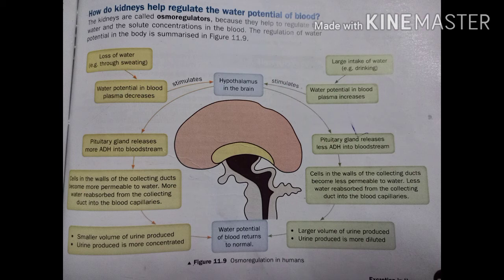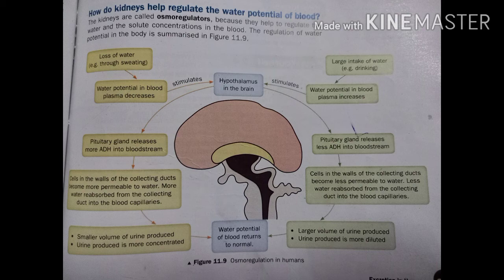What happens as a result? Cells in the wall of the collecting ducts become less permeable to water. Less water is reabsorbed from the collecting ducts into the blood capillaries, and hence a large volume of urine is produced, and the urine produced is more diluted.